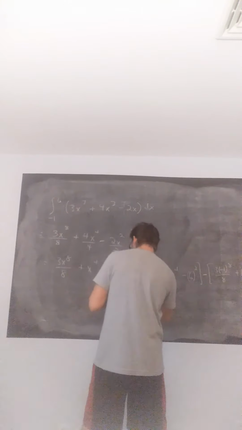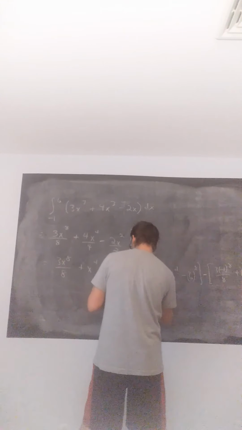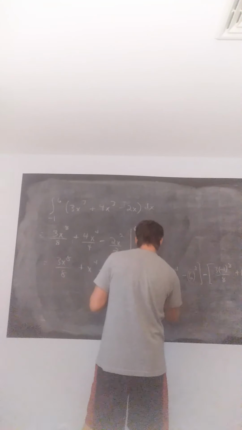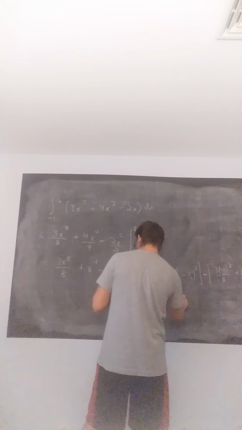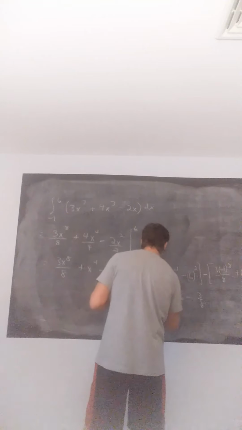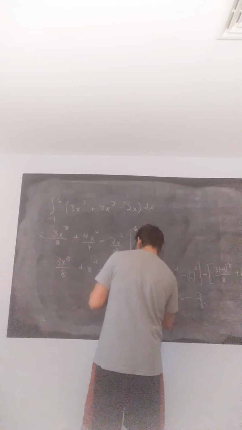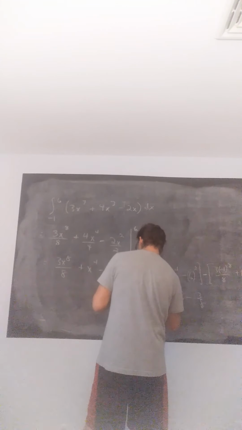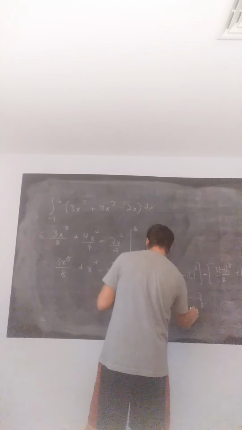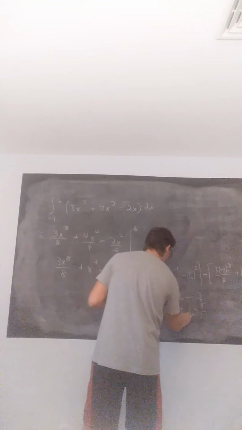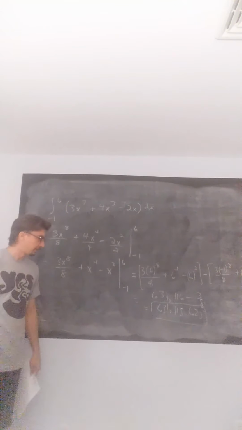What this is going to turn out to be is 631,116 minus 3/8, which as a decimal would be 631,115.625. That's what it would look like. So quite a big area, of course, in terms of units.